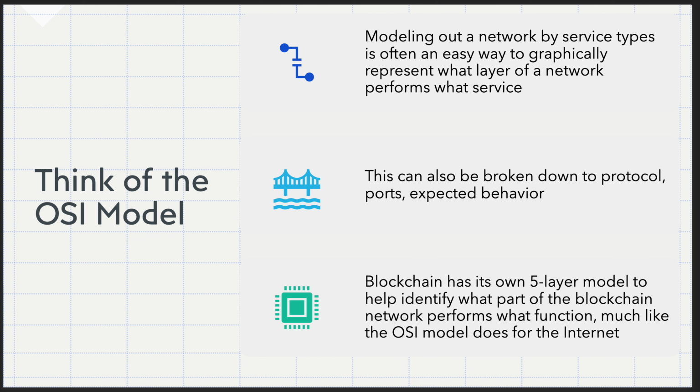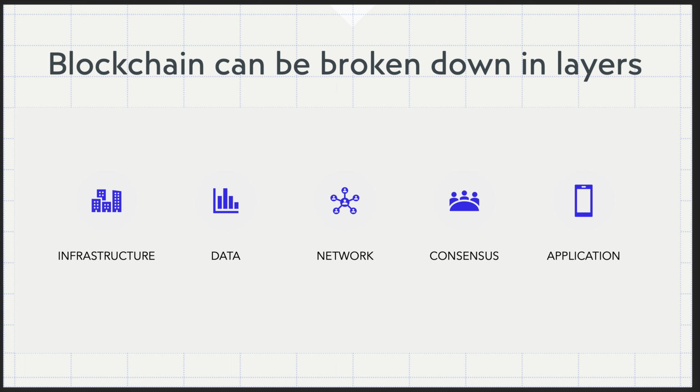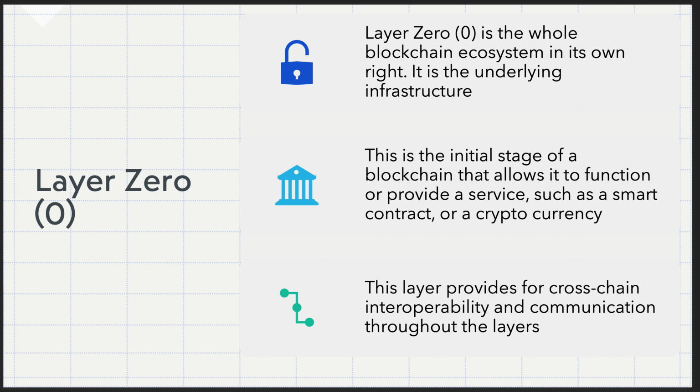Now, blockchain has kind of built its own little 5-layer model to help identify what part of the blockchain performs what function. So think of the OSI model, and now we're going to learn about the blockchain model that's kind of based on that. The blockchain layers are basically your infrastructure, your data, your network, and your consensus and application. You'll see me reference these as layer 0, layer 1, and so on. So layer 0 has different properties than layer 1 and so on. How these layers all work with each other is the interesting part.